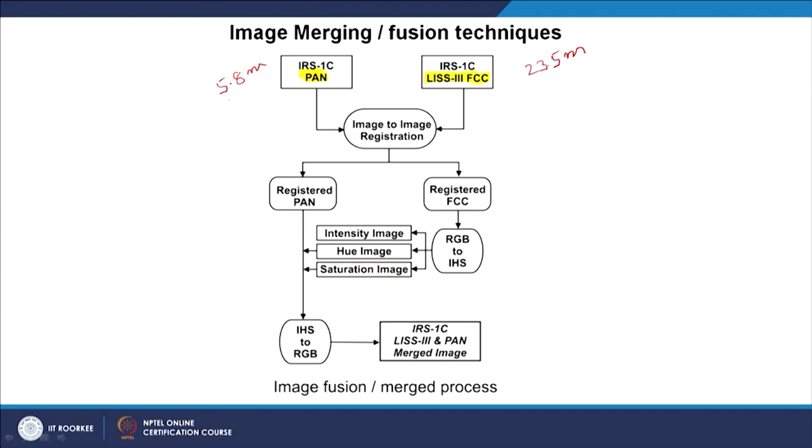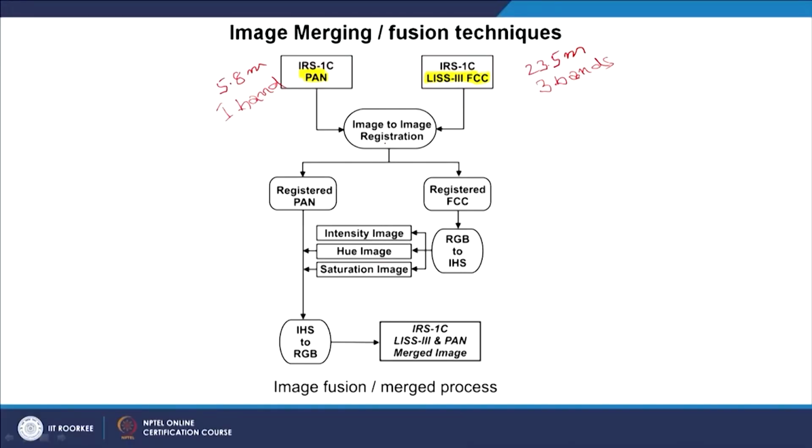But here this is a pan image, so I am having just a single band here, and here, when it is FCC, I am having 3 bands. So using these two qualities of two different images belonging to the same area, the first step is to do the image to image registration. Recall the georeferencing. That means I am asking here the georeferencing.